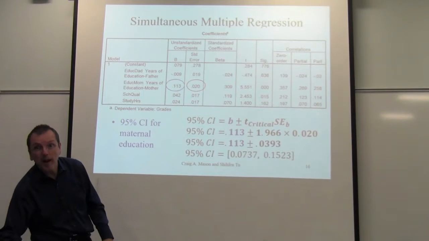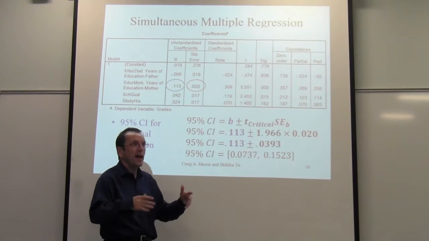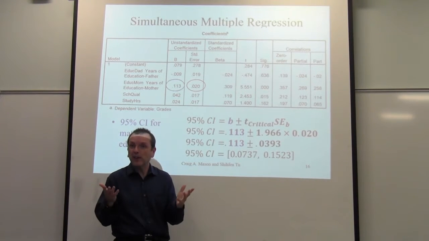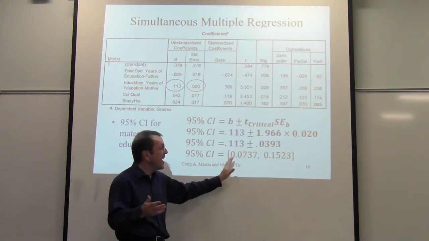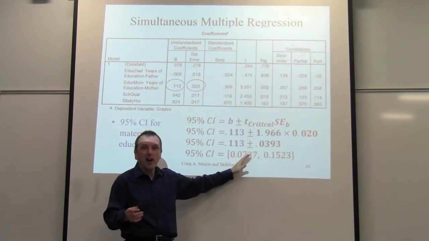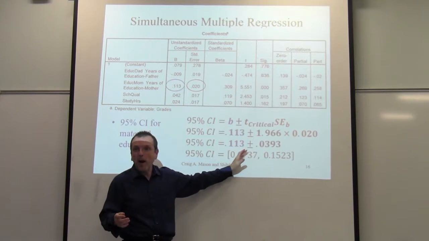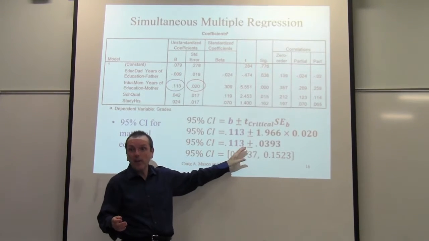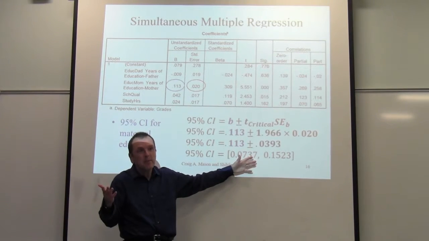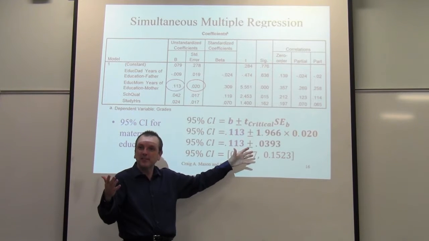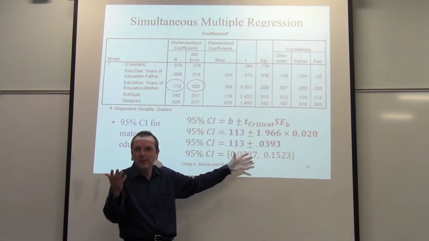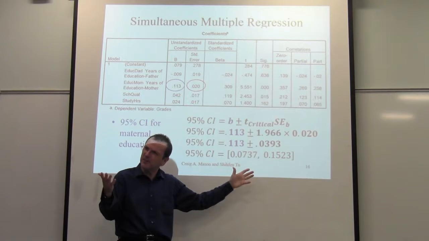And we could talk about that as, the most common way I think you hear people talk about it, is: I'm 95% confident that the population value is somewhere in that range. That's whatever that means. I mean, I'm 95% confident.